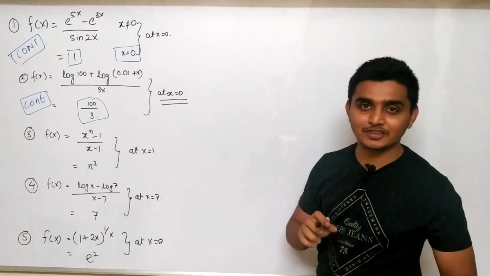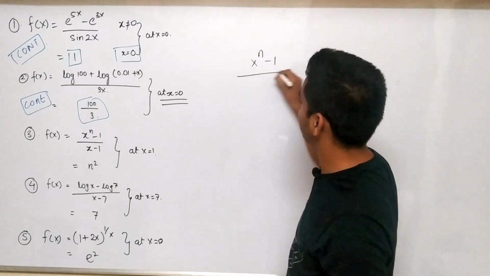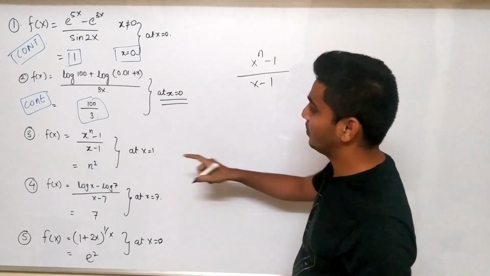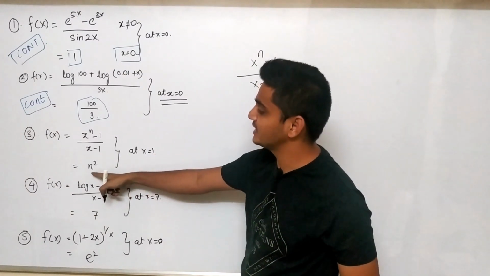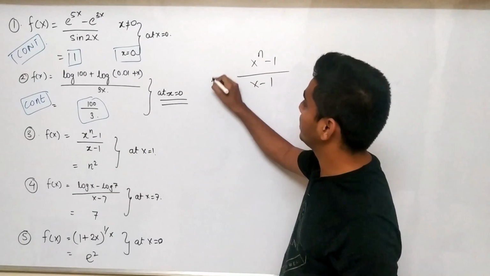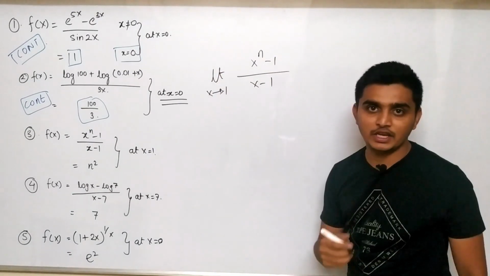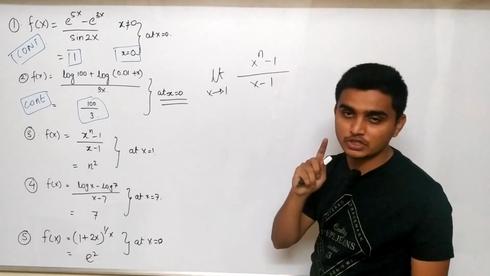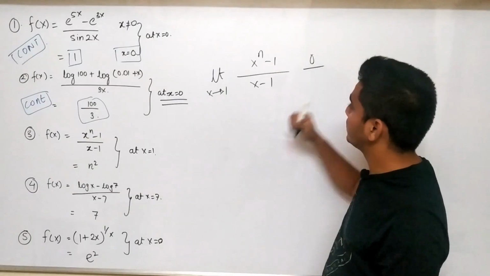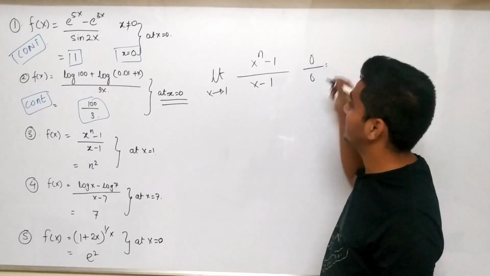Now let's check the third example, which is x raised to n minus 1 upon x minus 1 when x is going towards 1. We have to check if it is equal to n square. Okay, so limit x is going towards 1. So we'll check the indeterminate form. If we plug in 1, we have 1 minus 1, which is 0, upon 1 minus 1, which is also 0. So it is an indeterminate form.